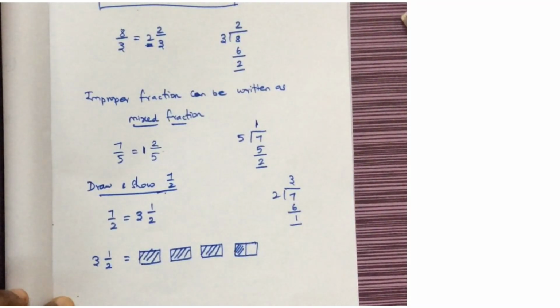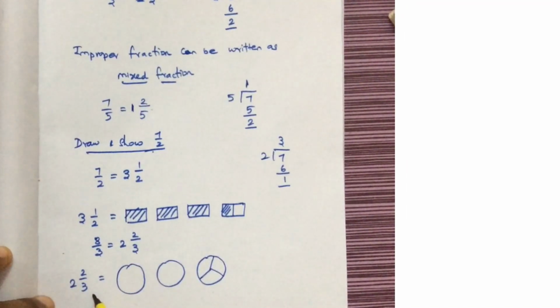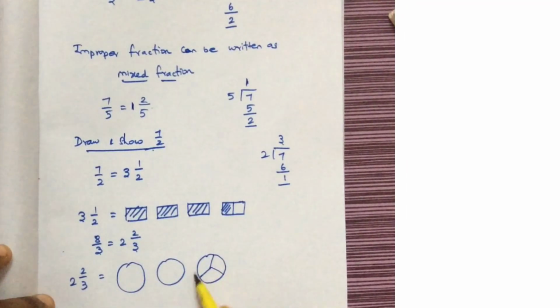Okay. The next example we can take 8 by 3. This is an improper fraction that can be represented as 2 and 2 by 3. Okay, for this 2 I am drawing 2 circles, and for this 2 by 3 I am splitting this third one into 3 equal parts, because the denominator is 3. In those 3 equal parts, I have to shade 2 of them. 1, 2, and these 2.